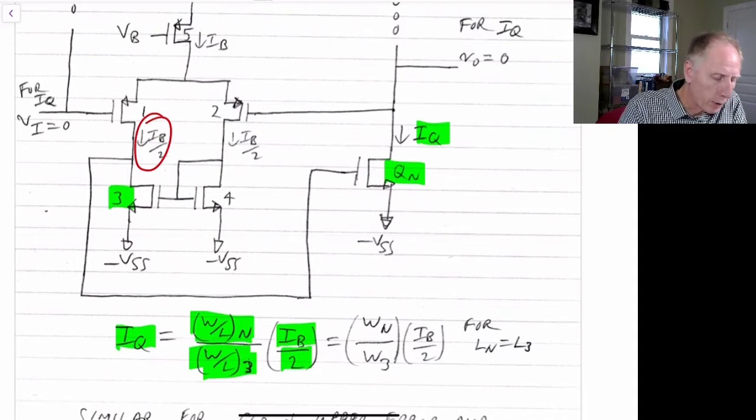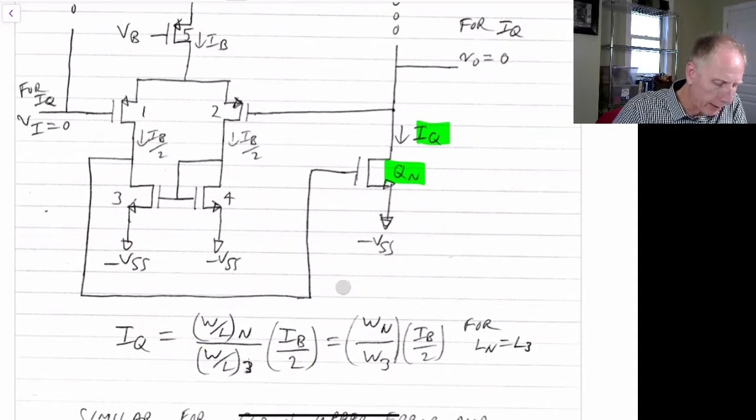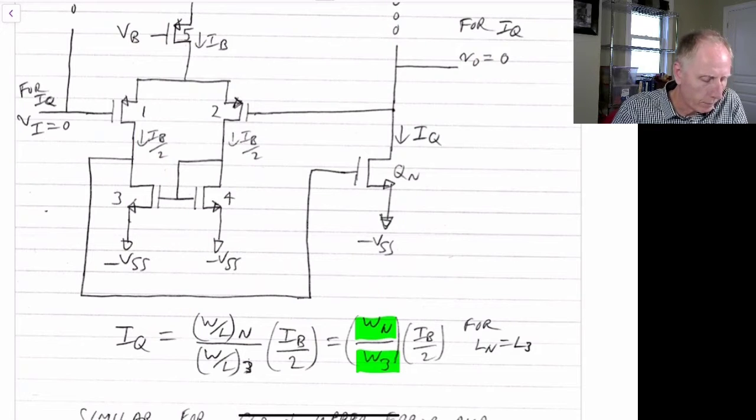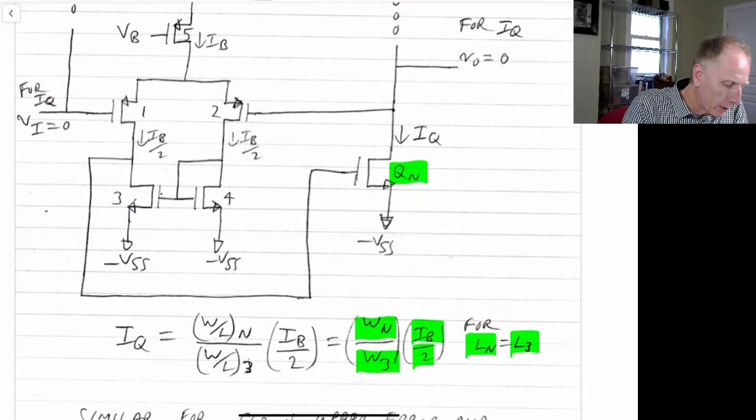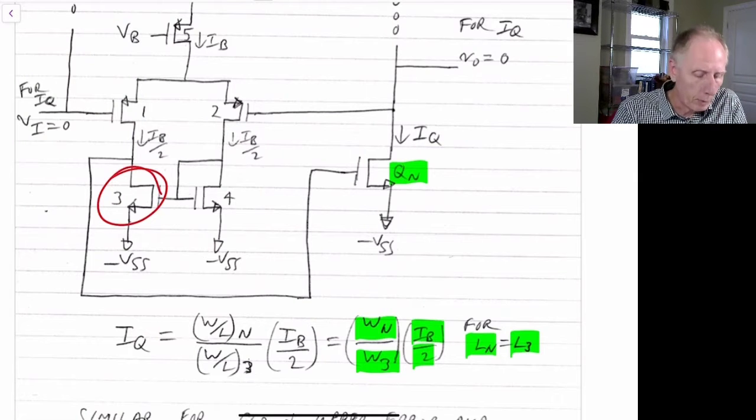If the lengths are matched, and typically we would like the lengths to be matched so we can have this matching fairly well, then it would just be the width of the N-channel transistor compared to the width of the transistor Q3 times IB over 2. And that's when the length of the N transistor, the large power transistor, equals the length of our bias transistor over here. And we typically would want the lengths to be matched so that we can have good matching between IQ and IB over 2.